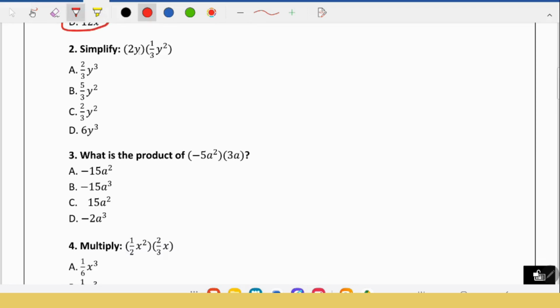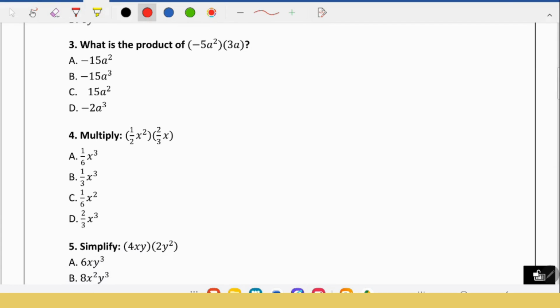Next I have 2y times 1 over 3y². First I multiply the coefficients, 2 times 1 over 3. Then I have y and y², the same variable, so I will add their powers. Over here there is 1, so 2 plus 1 is 3. When I simplify this, I multiply the numerators. 2 times 1 is 2 over 3y³. So I will check for the option 2 over 3y³. This is option A. This is my answer.